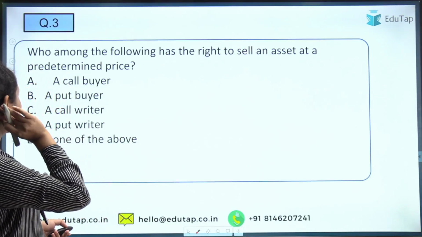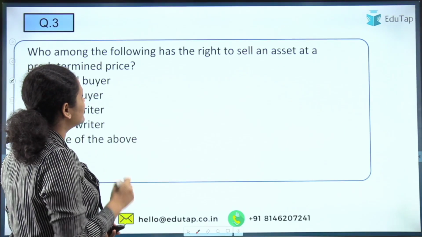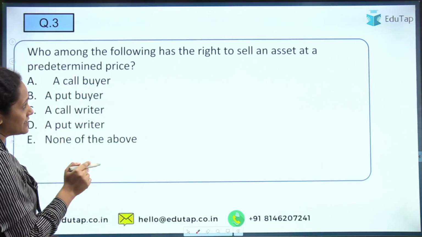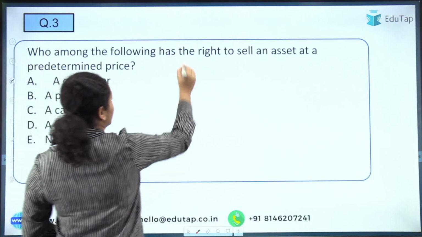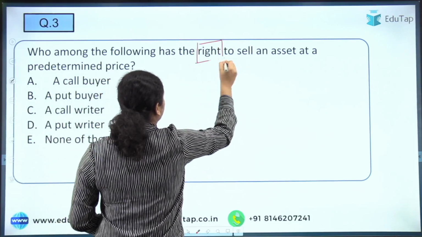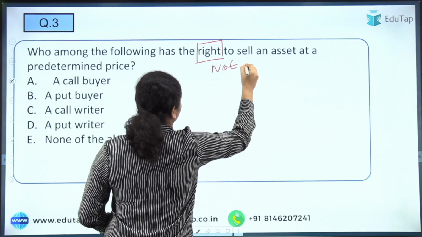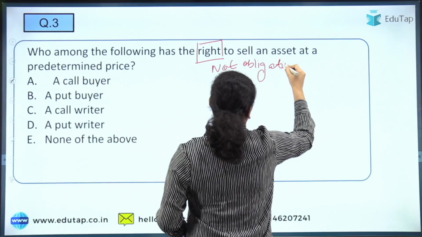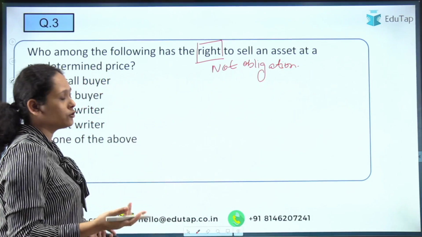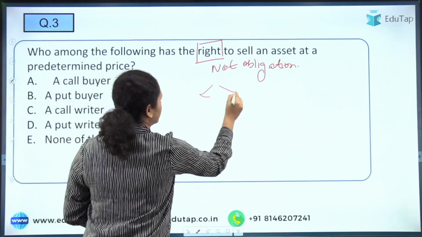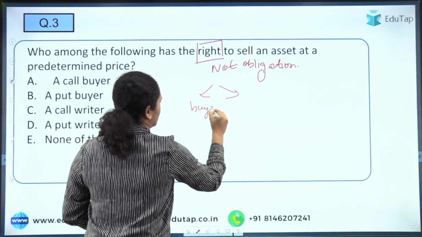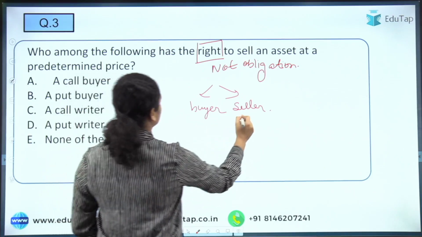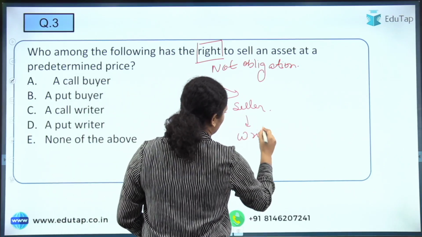The third question says, who among the following has the right to sell an asset at a predetermined price? Please read the question carefully. It is right, not the obligation. Okay, so in a contract there are two people. There is a buyer and there is a seller. This seller is also known as the writer of the contract.